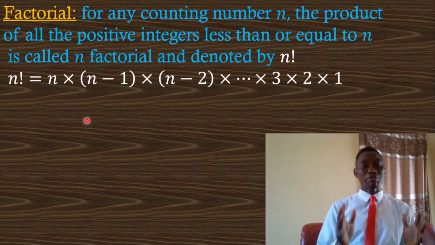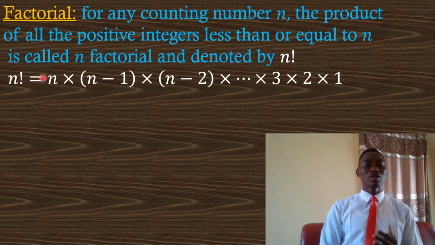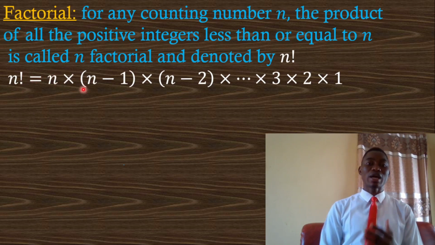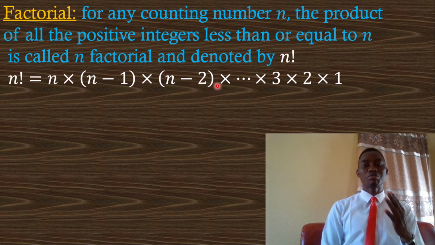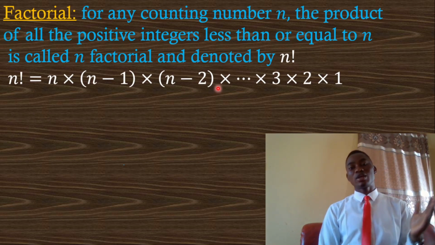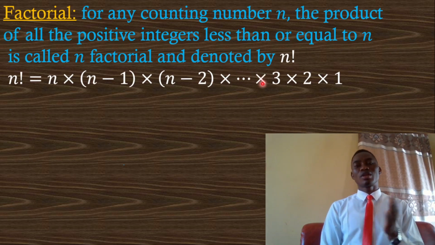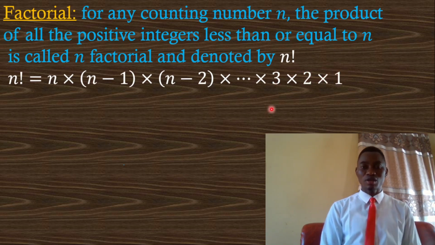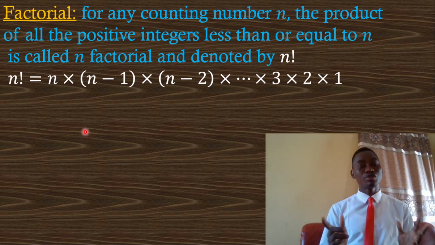The mathematical formula for factorial is: n factorial is equal to n times (n minus 1) times (n minus 2). You can as well add (n minus 3). That continues until the number is reduced to 3, then times 2, then times 1. It's very, very simple. Let's take a real example. Let's take an instance with a real number.